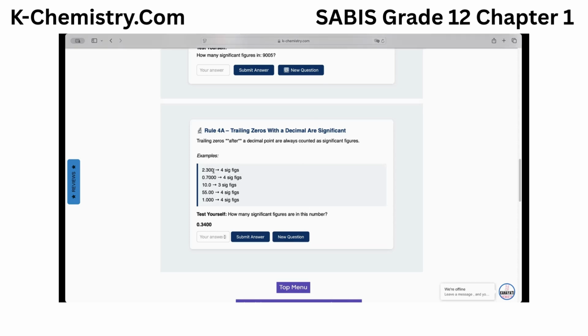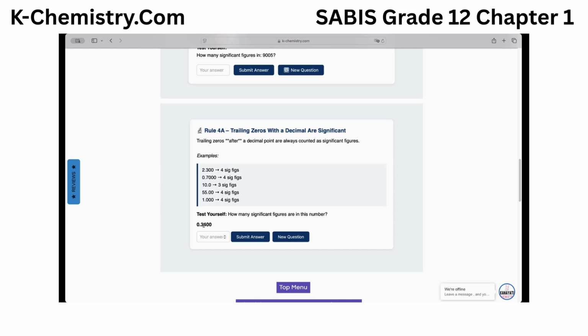So these two are counted. So I have 1, 2, 3, 4. Here I have 4 significant figures also, because the 3 zeros are counted. Remember, this is a leading, so it's never counted. Here there are 2 zeros, so they are counted plus the 1, so 3 significant, as long as there is a decimal point.